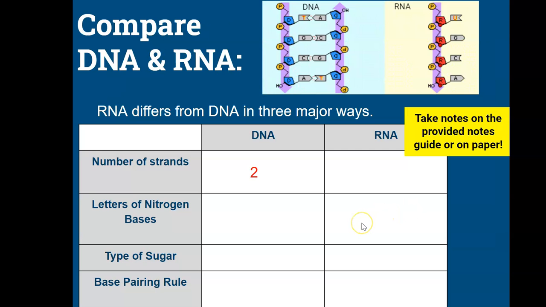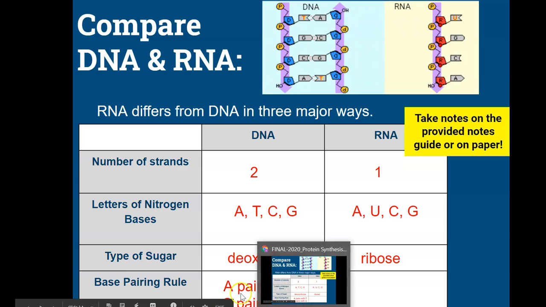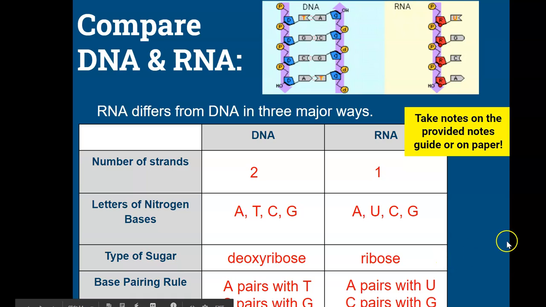So we know there's 2 strands of DNA. There's 1 strand of RNA. We know the letters of the nitrogen bases are A for adenine, T for thymine, C for cytosine, and G for guanine. In RNA, we have A for adenine, U for uracil, C for cytosine, and G for guanine. The sugar is deoxyribose in DNA, and it's ribose in RNA. The base pairing rules are A pairs with T, and C pairs with G. A pairs with U, and C pairs with G in RNA. Pause this at any time if I'm going too fast.